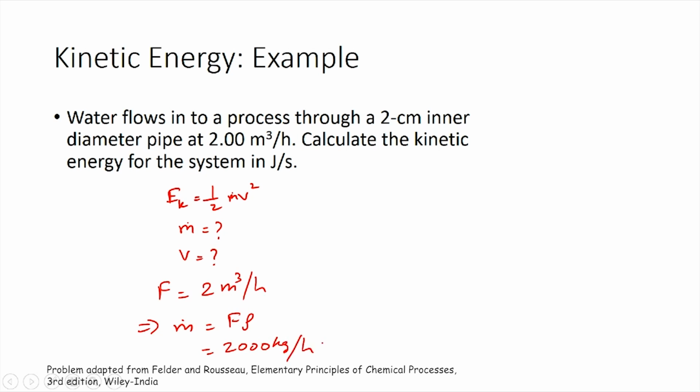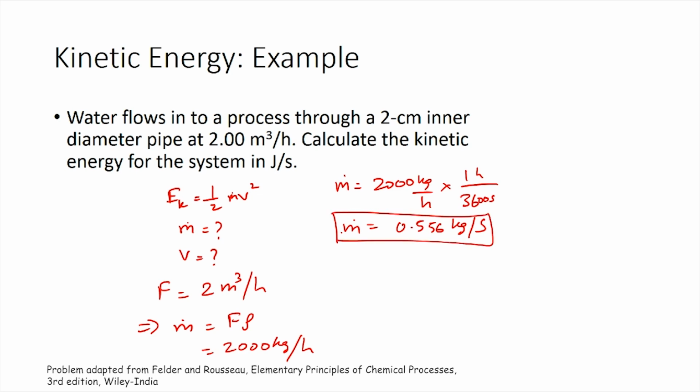However, the question asks us to calculate kinetic energy in terms of joules per second. So, this hour term would have to be converted to seconds, thereby our mass flow rate becomes 2000 kilograms per hour times 1 hour contains 3600 seconds, giving you a value of 0.556 kilograms per second. So, this is your mass flow rate.